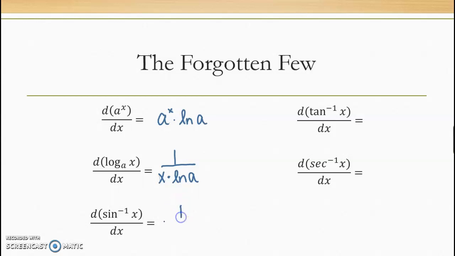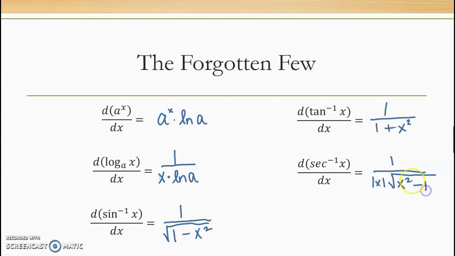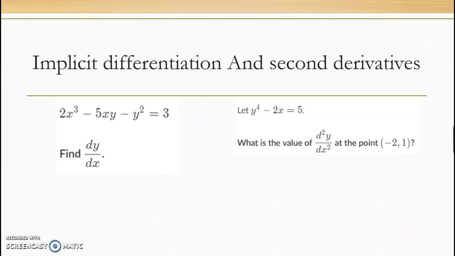The sine inverse derivative is 1 over the square root of 1 minus x squared. The derivative of tangent inverse is 1 over 1 plus x squared. And the derivative of secant inverse is very weird, and I hope it's not on your test, but it's 1 over the absolute value of x, times the square root of x squared minus 1. So those are some derivatives that people tend to have a need to review.